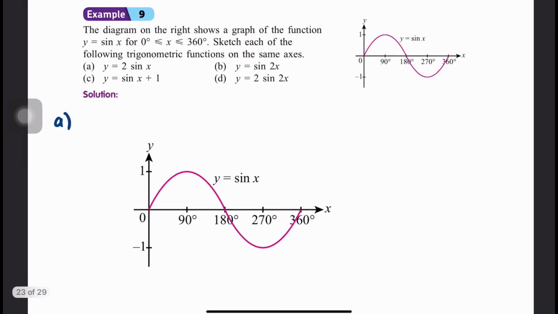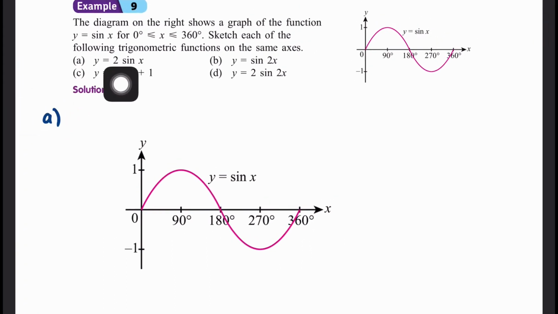Besar ni. So the first one, y equals to 2 sin x. Tadi kita tahu, kalau nombor di depan ni, dia mewakili amplitude kita. Okay, amplitude. So maksud dia, this question we have amplitude of 2. Okay, so maksud dia apa yang awak kena buat, ni tinggi lagi lah.